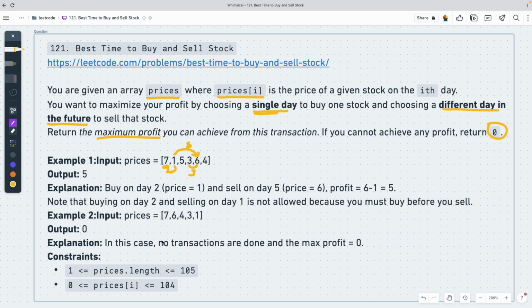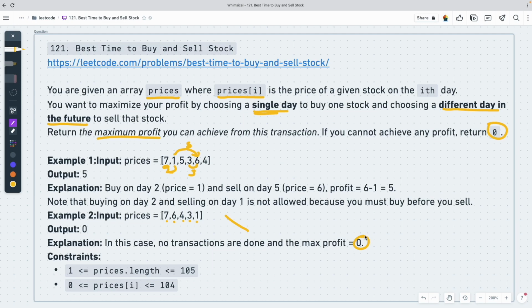If you look at the second example, 7, 6, 4, 3, 1. It's a descending array. So at whatever point you pick to buy, you can't sell because the stock is continuously decreasing. Which is why the maximum profit is the default value, which is 0. You can't buy or sell this stock.